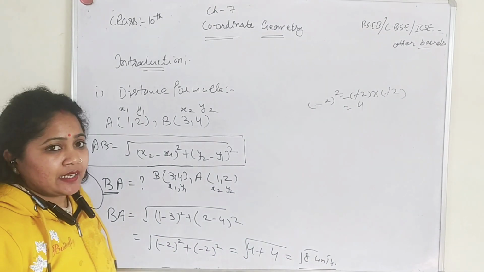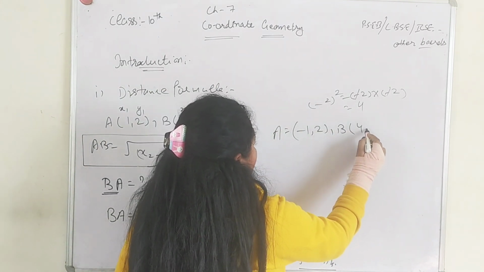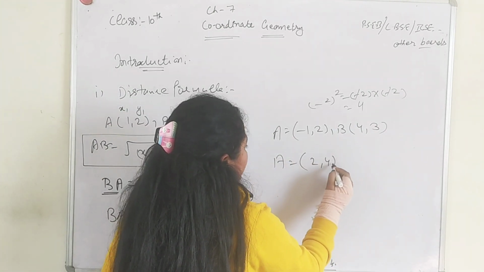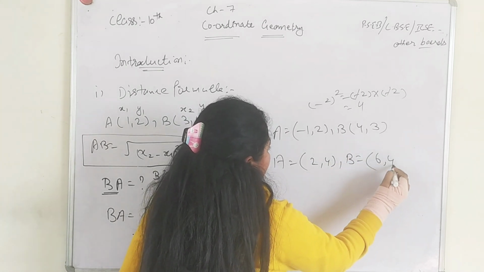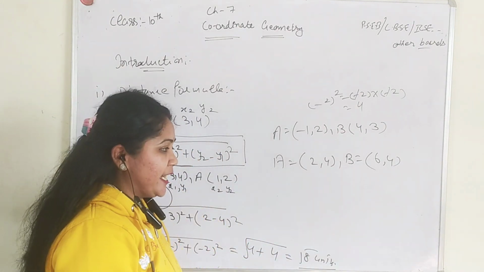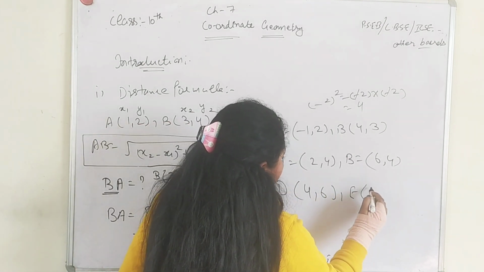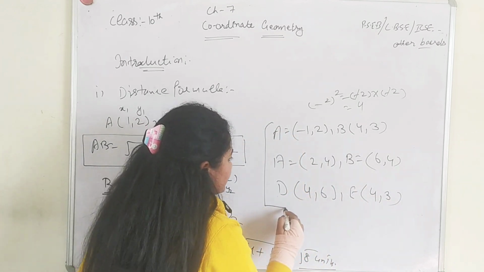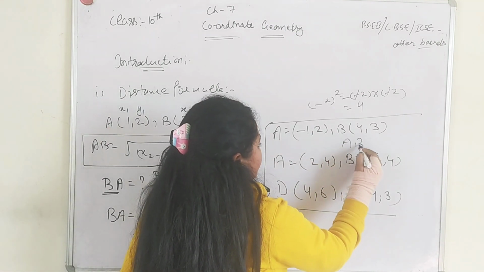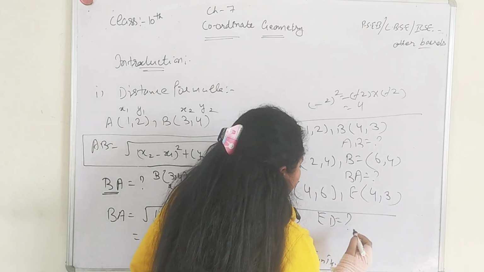Similarly we can find other parts. For example, if we consider A as point -1, 2 and B as 4, 3, you can solve this too. Also A is equal to 2, 4 and B is equal to 6, 4. It is not necessary that the points are always A and B; any letters can be considered, like C and D, or D and E, with points like 4, 6 and E as 4, 3. Now you can solve these questions. You have to solve the question AB, and here you can find BA, ED.